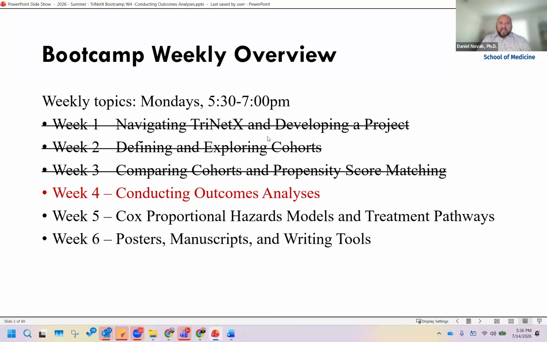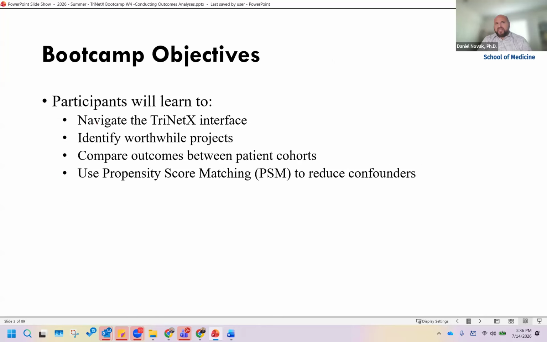Great. So, as you'll see, we are in week 4 of 6, so we're just past the hump and moving in towards the end. Next week, we're going to talk about Cox proportional hazards models and treatment pathways. It's going to be a slightly shorter session just because these two tools have very specific use cases. And then in week 6, we're going to talk about posters, manuscripts, and writing tools, and AI, and other components that we've developed to help support our students and researchers.